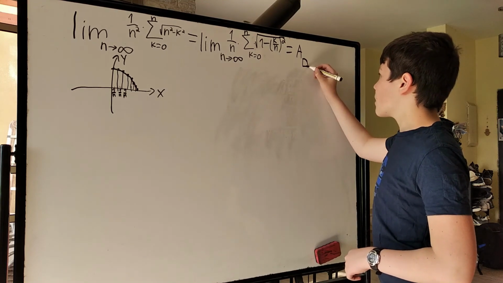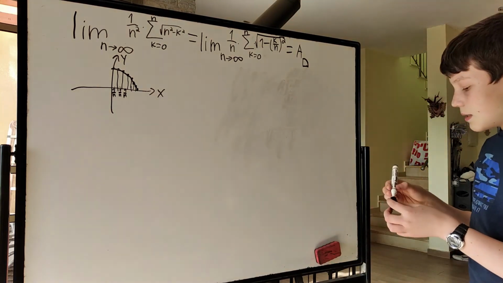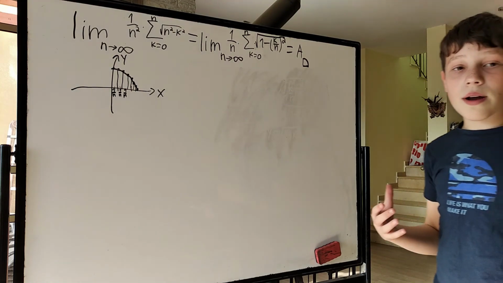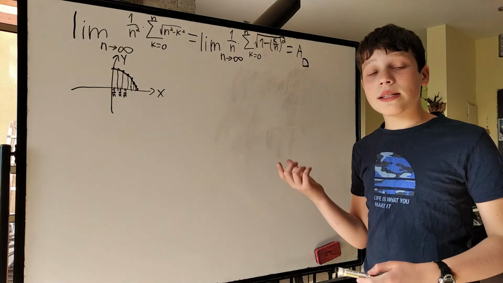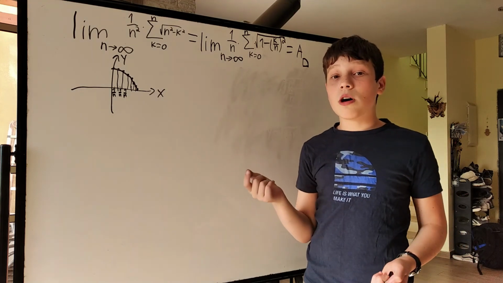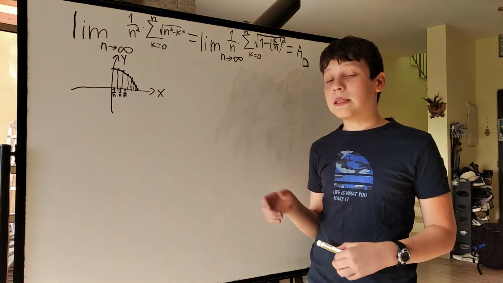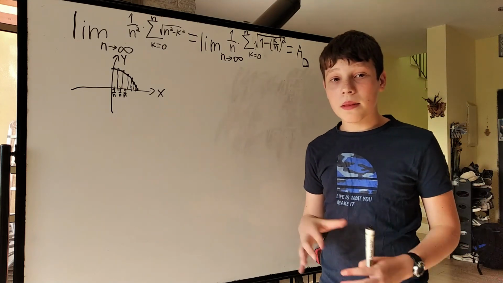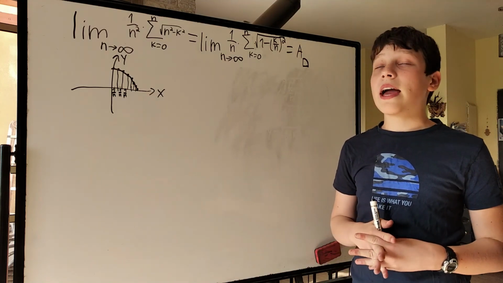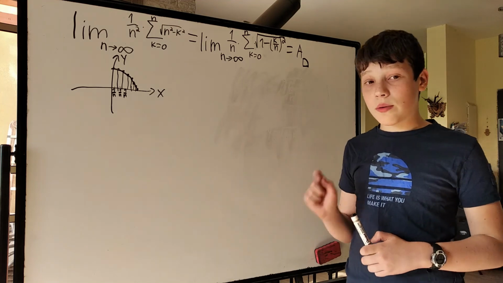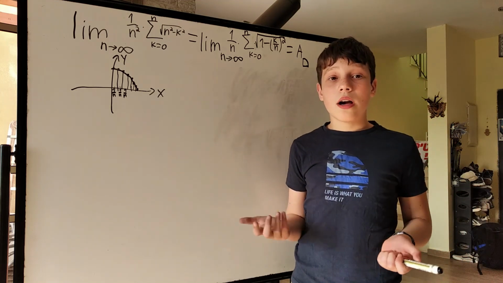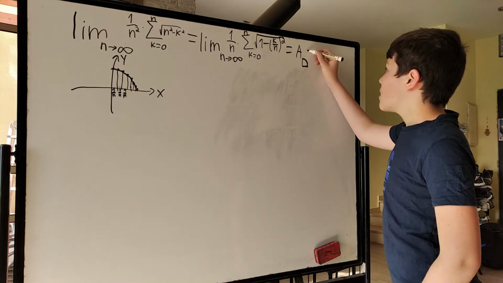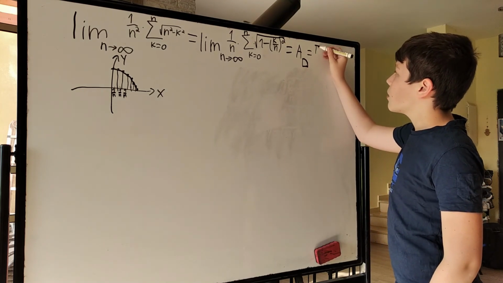So let's mark it like this. Now the area of a regular circle is pi r squared. The radius of the unit circle is 1. That's the definition of it. So the area of the unit circle is pi. And meaning that the area of a quarter of a unit circle is just that, a quarter of pi. Meaning that this gives us pi over 4.